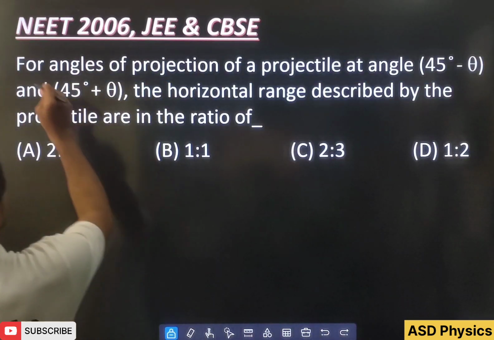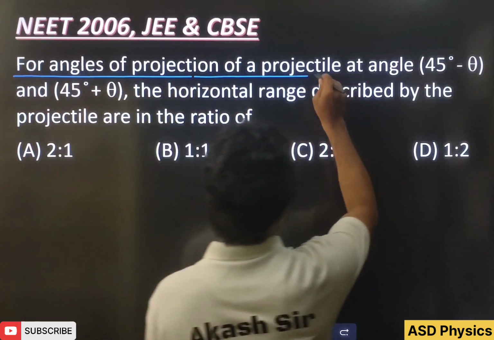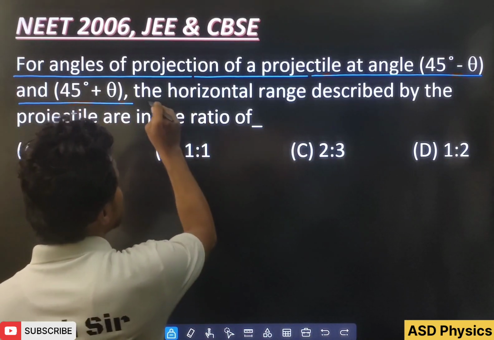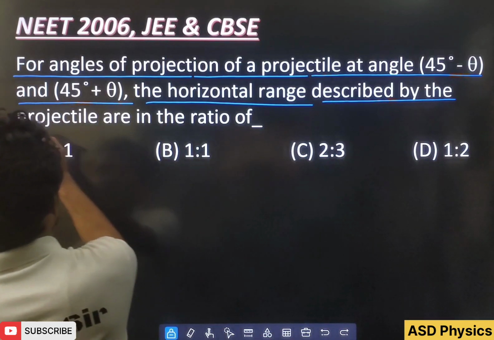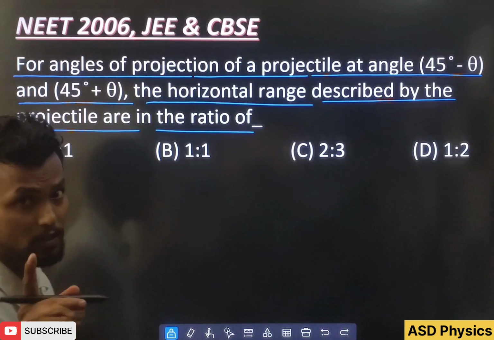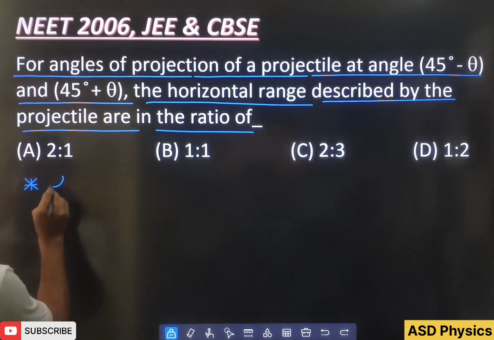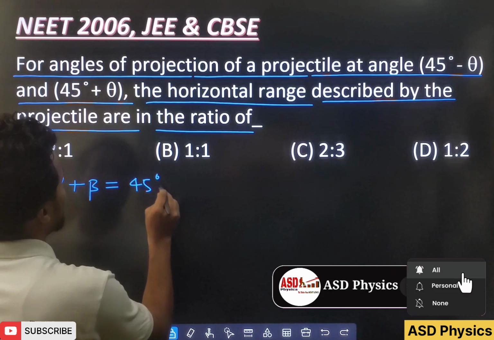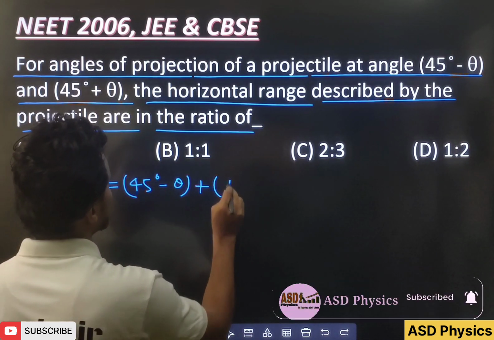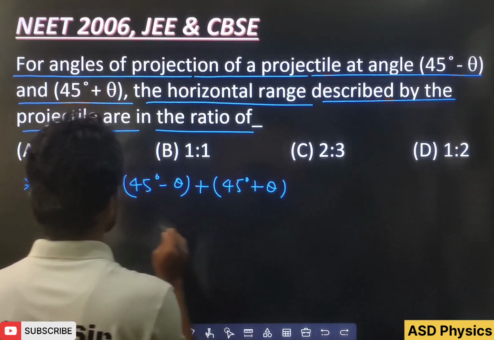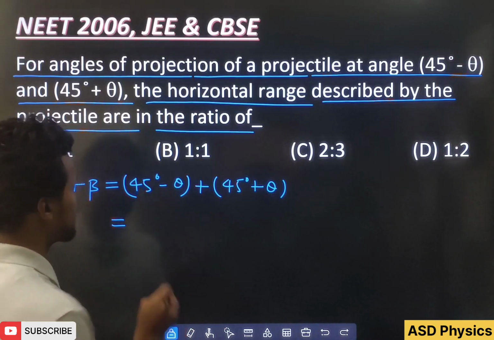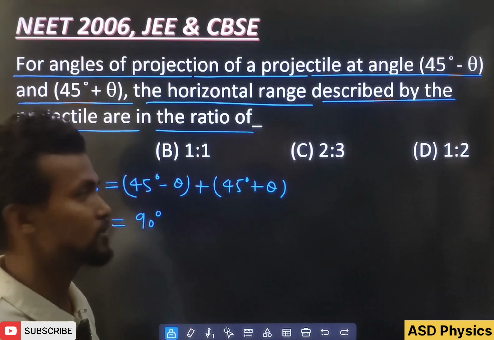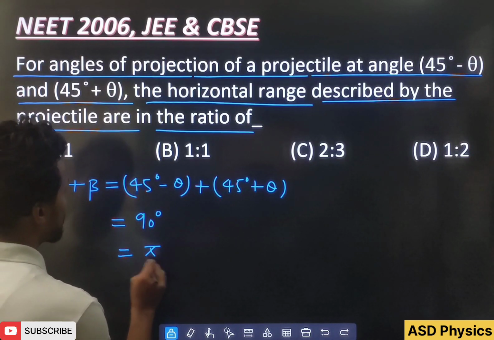Next question, let's see. The question is, for angles of projection of a projectile 45 degree minus theta and 45 degree plus theta, the horizontal ranges described by the projectile are in the ratio of. So here again we will check. Let's take alpha plus beta. Again we are going to see. Alpha, what is given here? 45 degree minus theta, and here 45 degree plus theta. So what will come here? Anyhow, minus theta plus theta will cancel out and it will come 90 degree. Sometimes they may write pi by 4 and pi by 4 also, and it will become pi by 2 radian.